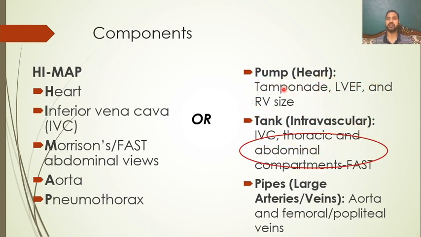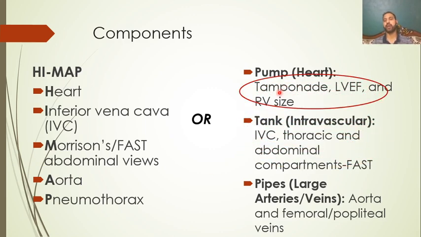Coming to the various components which you have to check, first and foremost, when you're looking at the heart, you have to look for tamponade. Is there any kind of fluid collection in the pericardial space? Whether the left ventricular function is adequate or not, whether the RV function is adequate or not. So these are the three things which you have to look for when you are assessing the heart.